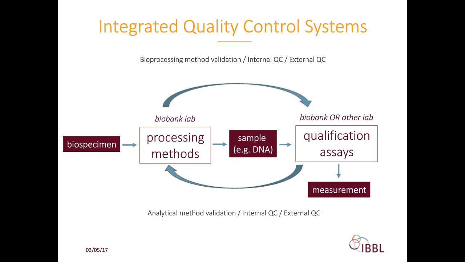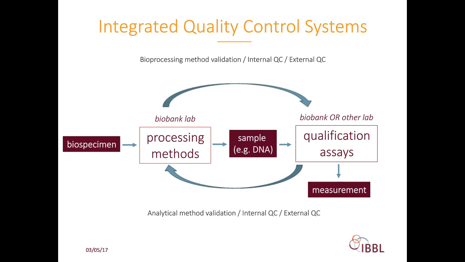Such methods are typically performed by a biobank or another bioprocessing laboratory. On the other hand, an analytical method is an assay, where the input is a sample and the output is a measurement. Such methods are performed by analytical laboratories. Validation of either processing or analytical methods includes internal and external quality control for the method, and that's what we're going now to see in more detail.